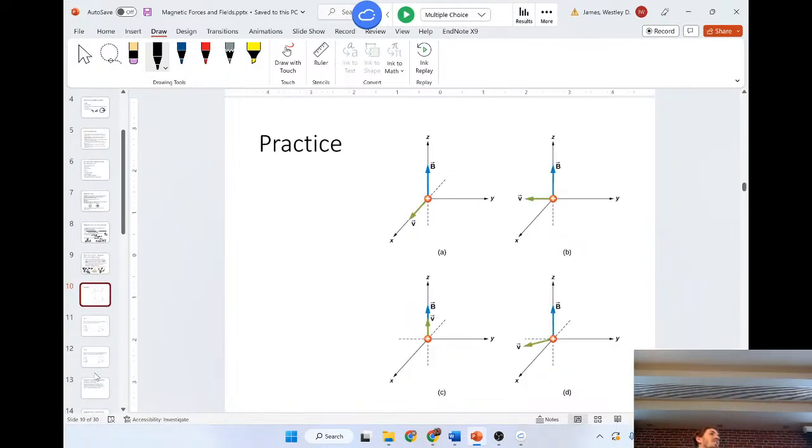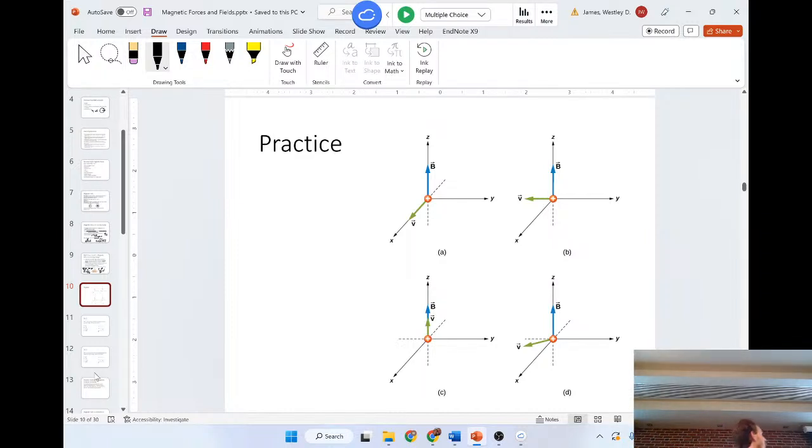Let's practice. We're going to do each of these situations so that we can get really good at this, because this is important. Maybe you could visualize in your head which way F is, but I've always used the right-hand rule, and that's what every physicist I know does.